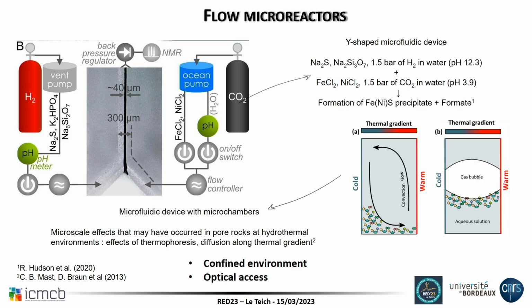The same thing can be done with a temperature gradient to figure out where and when the precipitation will occur, if you have gas or not, because you have a direct optical access inside the medium. It's a confined environment, so that's pretty convenient for us to get closer to a porous kind of structure, and you can see through, so you have optical access to implement characterization techniques.